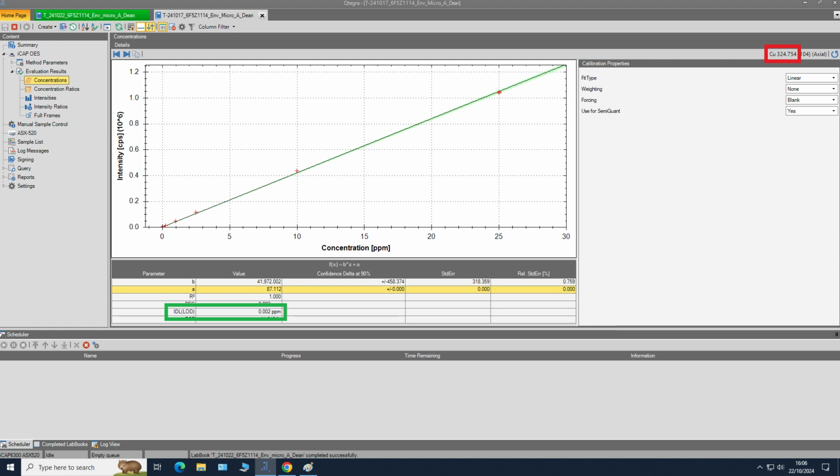In the green box below, the calculated limit of detection for copper is displayed. It is 0.002 parts per million, which is equivalent to 2 parts per billion, or 2 micrograms of copper per kilogram of sample.